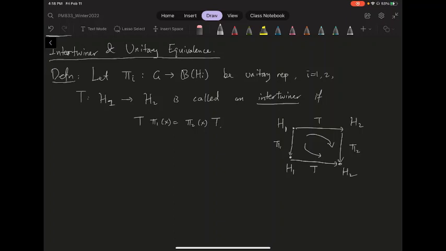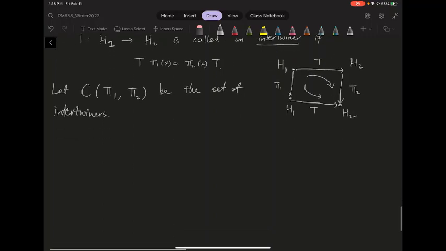So let's denote the set of intertwiners by C of pi1 to pi2. In the special case where pi1 is equal to pi2 is equal to pi, I sometimes just use C of pi to denote C of pi to pi, the intertwiners of pi to itself.